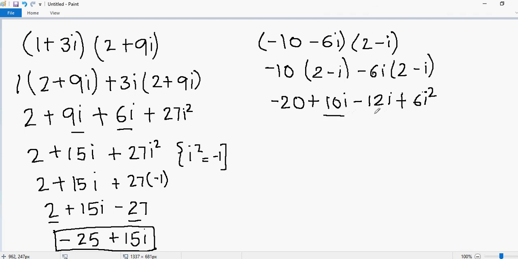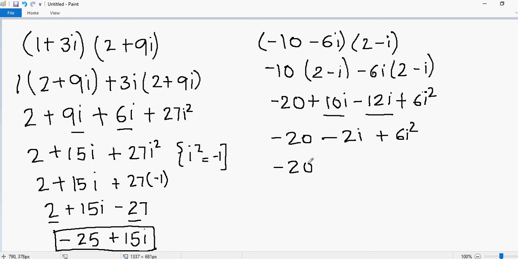Now I have to combine the like terms first. These two are the like terms because they have i in them. So I will write negative 20. 10i minus 12i will give me negative 2i. And then I have 6i squared. Now I know that the value of i squared is negative 1, and I have to plug it here. So let's plug in the value of i squared.